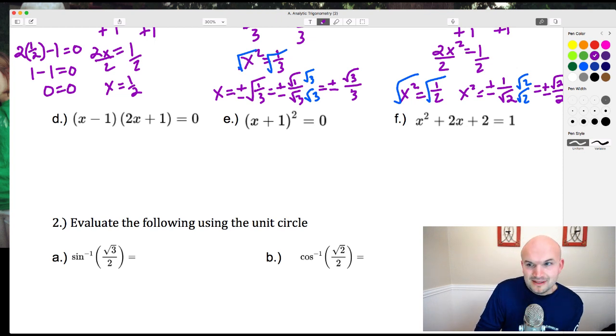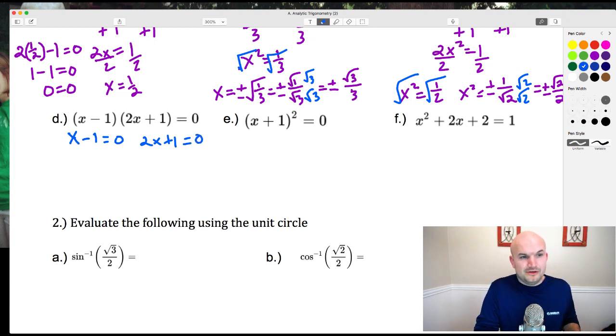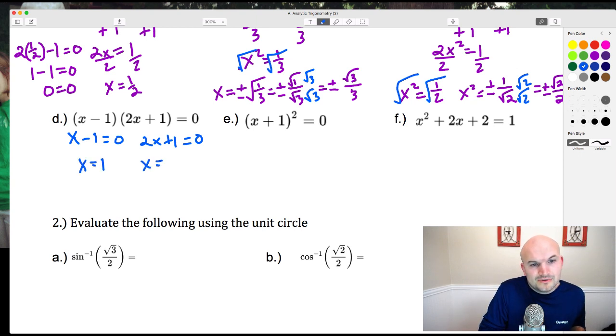Sorry, I'm misstating that. So anyways, let's use a different color here. Whenever we have a product equal to 0, now again, it's very important, this product has to be equal to 0 to apply the zero product property. I'm just going to set each factor equal to 0. x minus 1 equals 0, and 2x plus 1 equals 0. And now by doing this, it's much easier for me to just get my answers. Now to speed this up a little bit, I'm just going to write in my answer as x equals 1 and x equals negative 1/2.